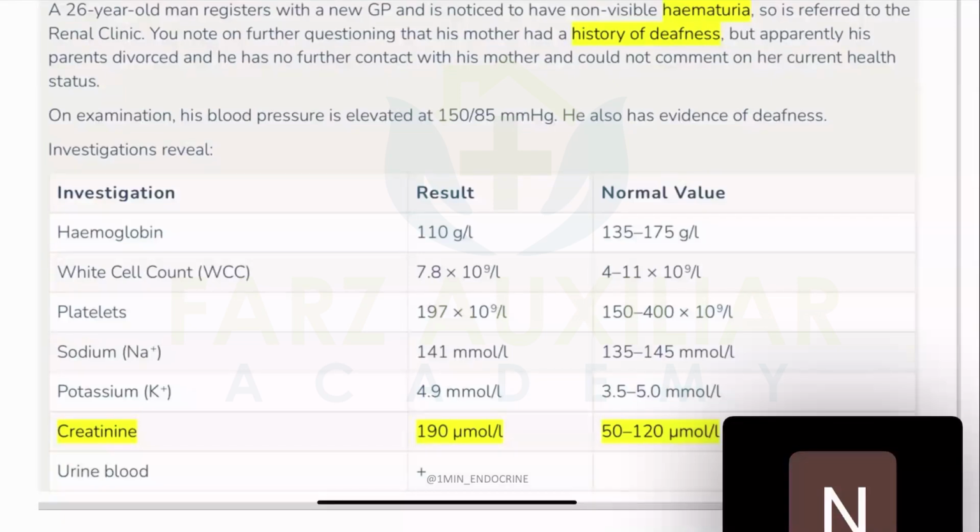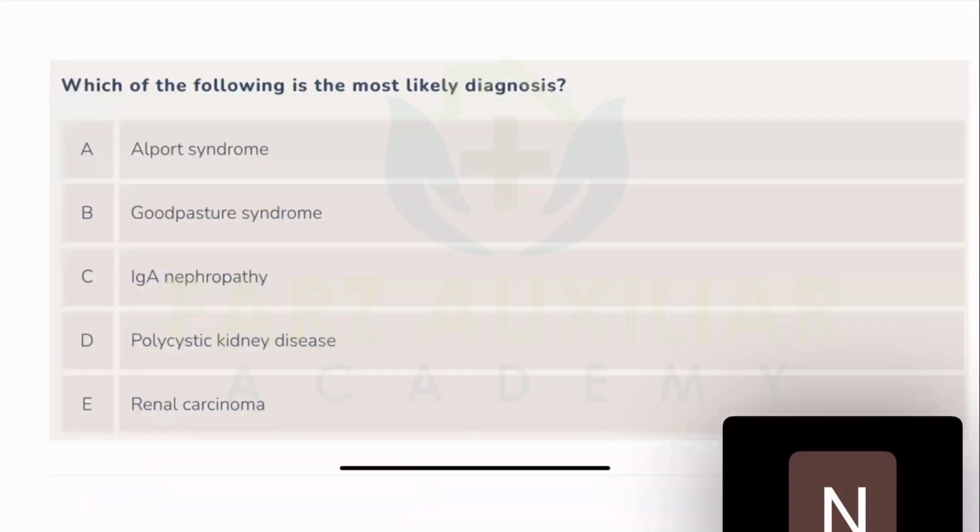The creatinine is high. There is a history of deafness, and they have given the usual things. The parents are divorced, and there is no family history available, because Alport's usually has a family history. So what is the most likely diagnosis? It is Alport's. We have two other questions related to Alport's today, and we shall discuss the underlying cause and those things later.